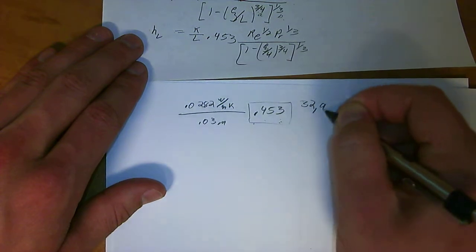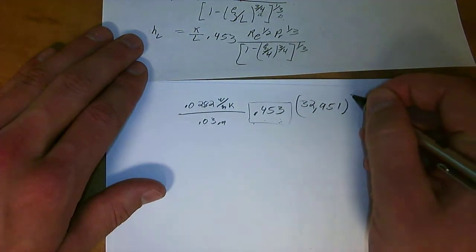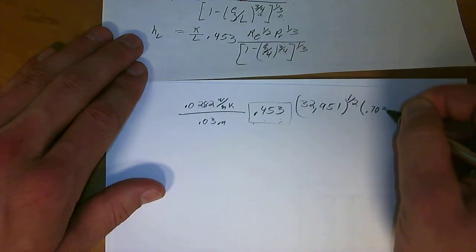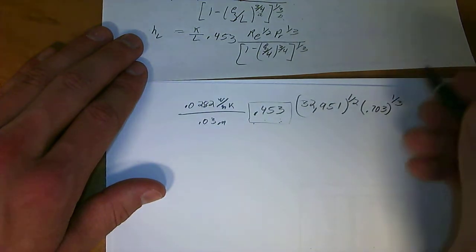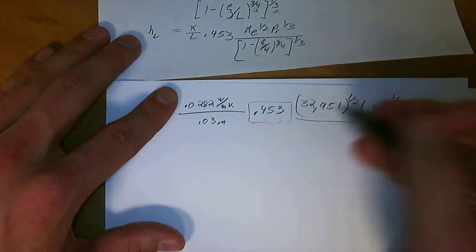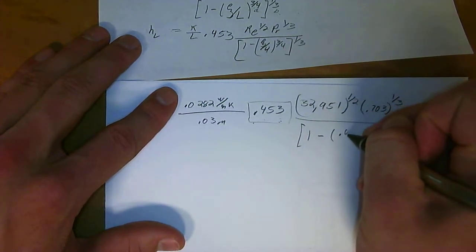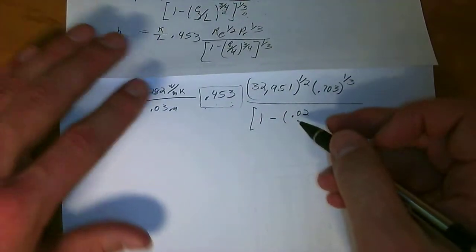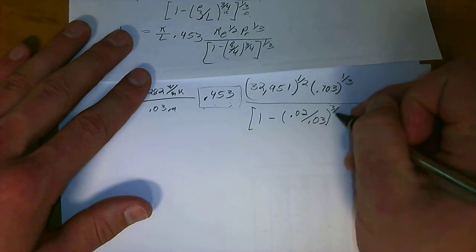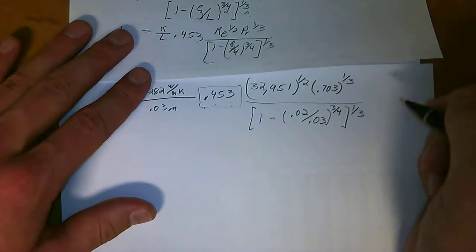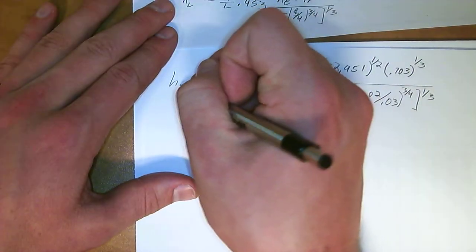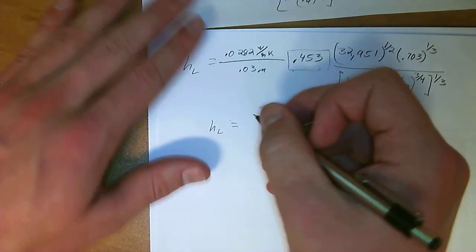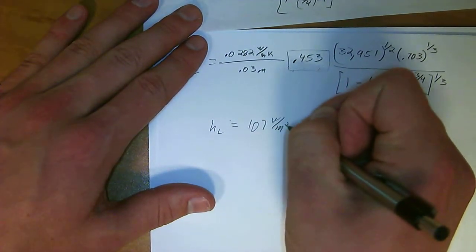And then this is 32,951, which is the Reynolds number for the second system, to the 1/2. That's 0.703, which you'll look up in table A4, if you're using the Incropera Heat and Mass Transfer book. Then this is all over 1 minus 0.02. Zeta is the starting length, so the unheated starting length is zeta right here. That's where the 0.02 came from. All divided by 0.03, which is the total length, L, to the 3/4, all to the power of 1/3. If you solve that out, this is all equal to HL. HL is equal to 107 watts per meter squared Kelvin.